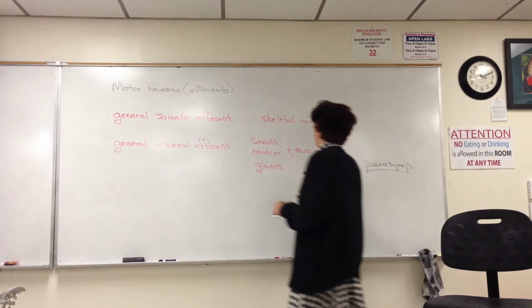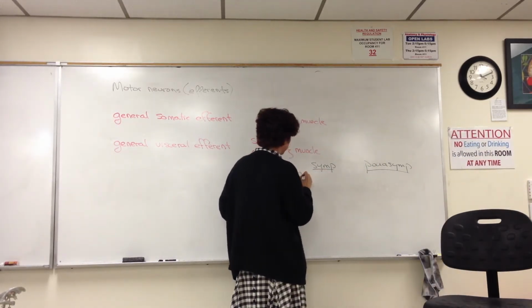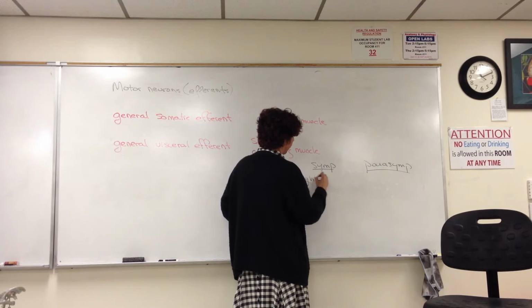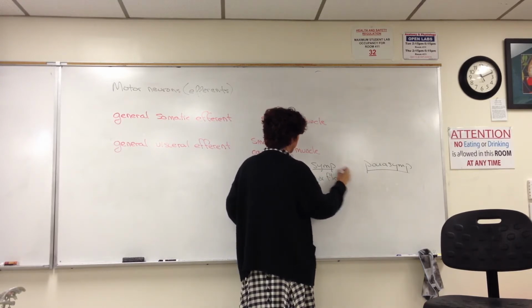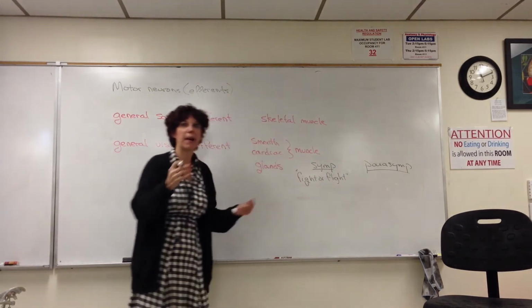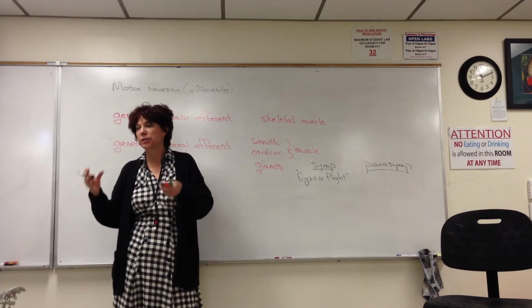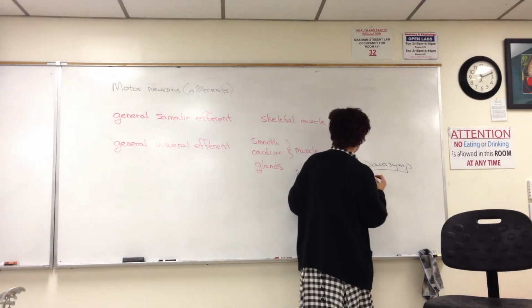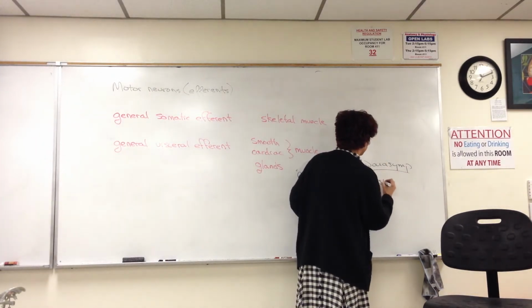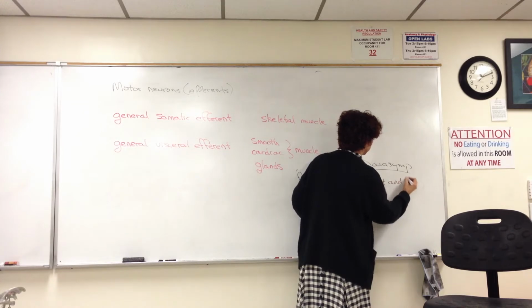So another term for sympathetic effects is fight or flight. So your body gets ready to run away. Blood goes to your muscles, your eyes dilate, your breathing and heart rate quicken. Parasympathetic is normal activity, so rest and digest.